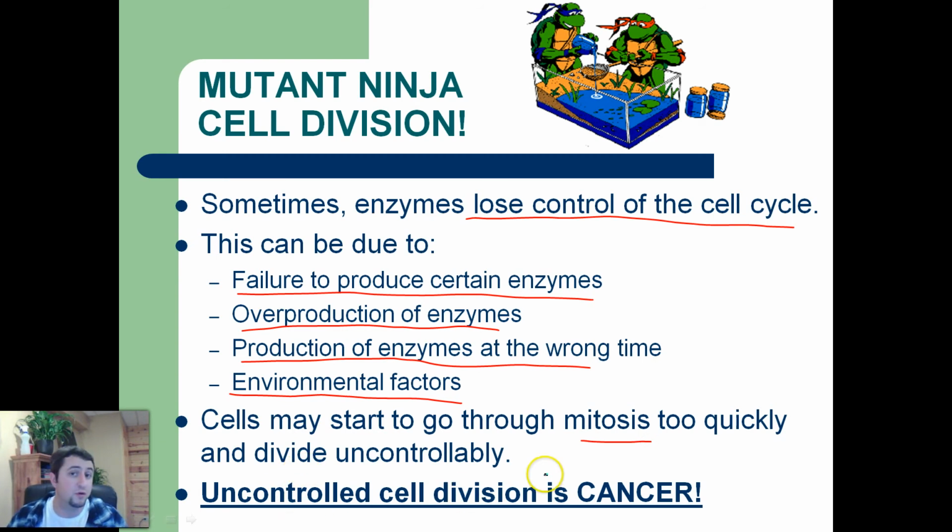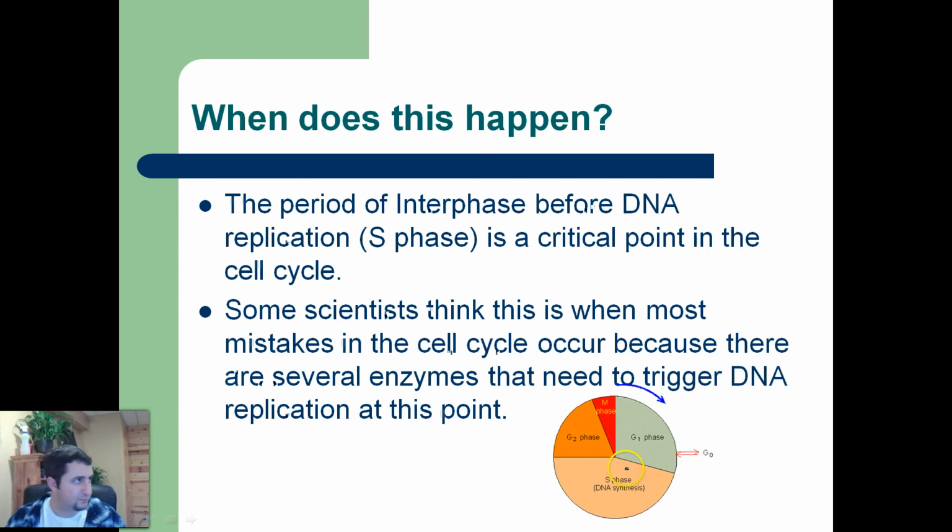Now, here's another important thing to know in all of biology. What is uncontrolled cell division? Putting a star next to this. Uncontrolled cell division is called cancer. When does this happen? Well, it happens right before the cell will enter S phase. That's part of the interphase.